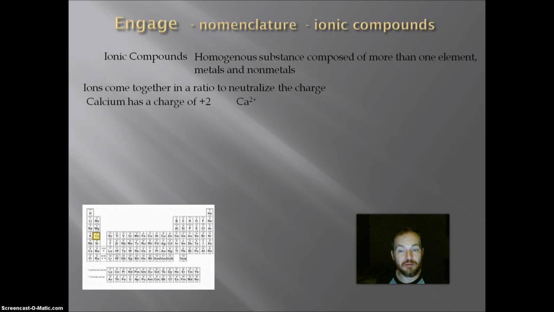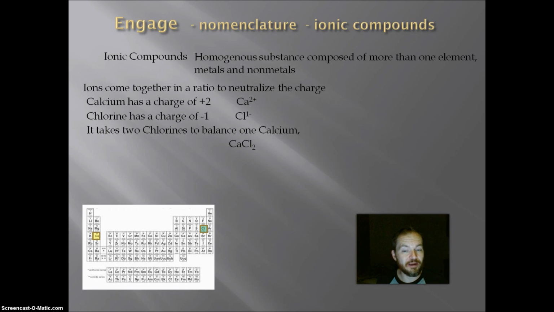So we're going to find calcium. Calcium is an alkaline earth metal, so it has a charge of +2. I'm going to combine it with chlorine. Chlorine is a halogen, so it has a charge of -1. It takes 2 -1s to neutralize the +2, so it takes 2 chlorines to balance 1 calcium. So the formula is going to be CaCl2. +2, 2 -1s, overall neutral.